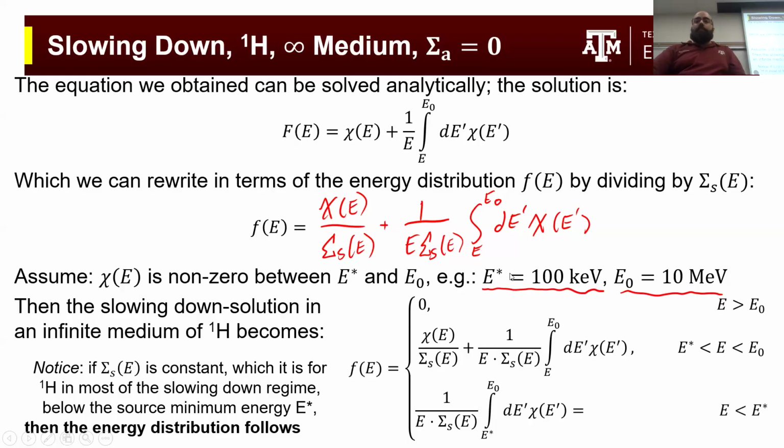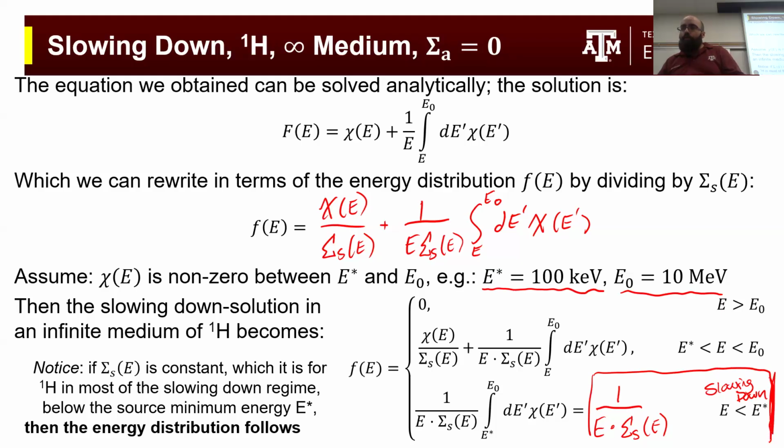And then for the second term, I still have to integrate from my current energy, which becomes E star, all the way up to E zero. And so by definition, if I'm integrating the fission spectrum over its entire range where it's defined, that means that this entire integral is just equal to one. And so that means that this entire thing in the slowing down range is 1 over E times sigma s of E.